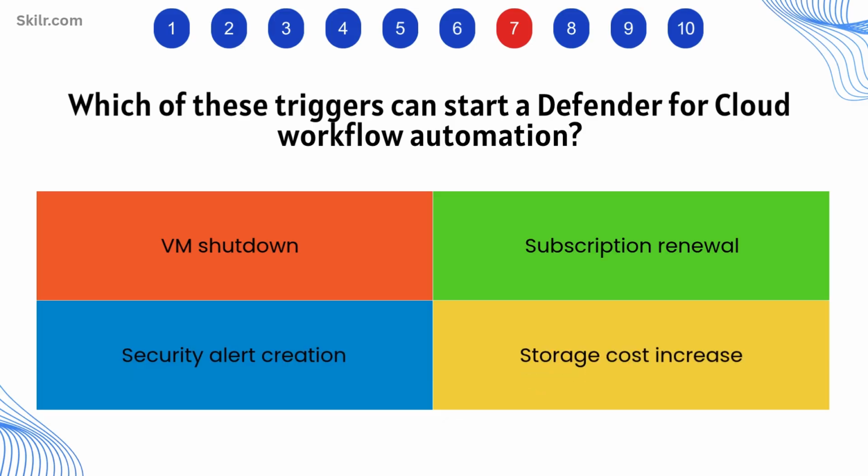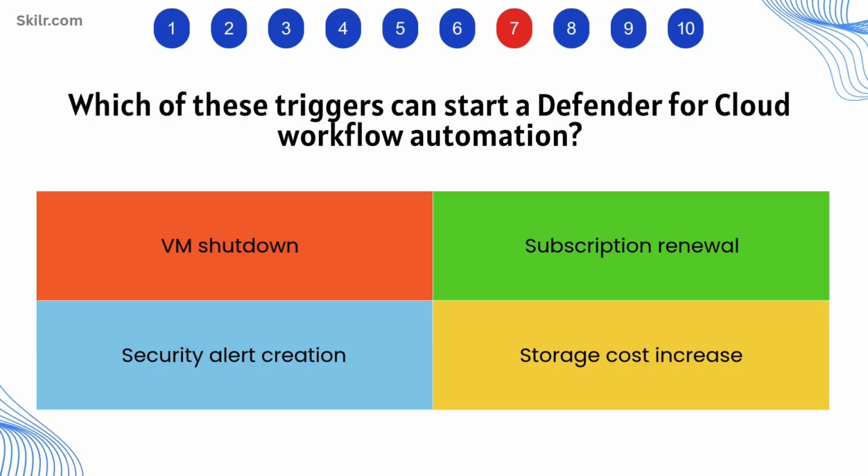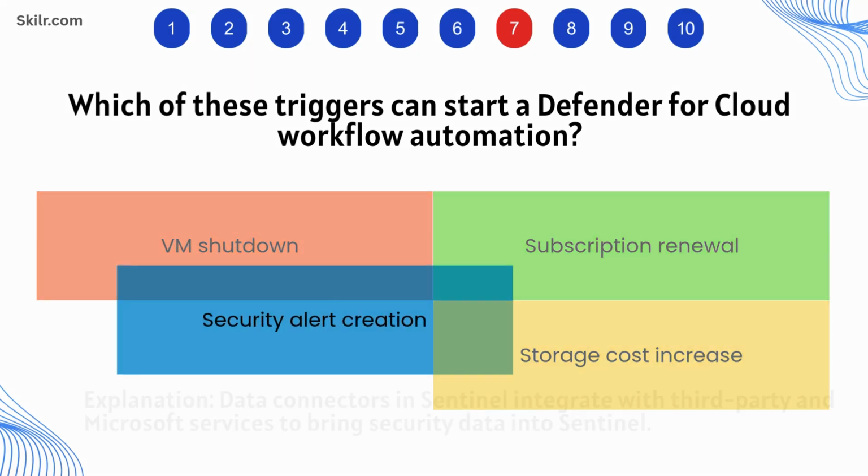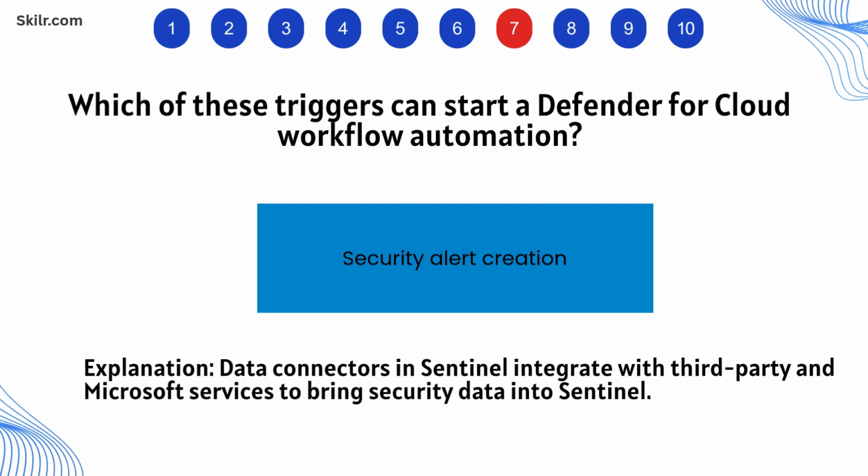Question 7. Which of these triggers can start a Defender for Cloud workflow automation? The correct answer is Security Alert Creation. As workflow automations in Defender for Cloud can trigger when a security alert or recommendation is generated.